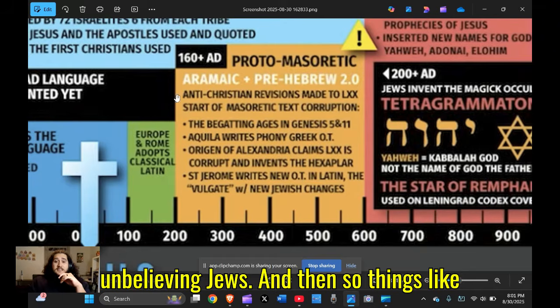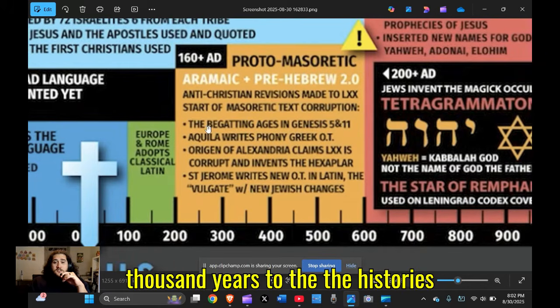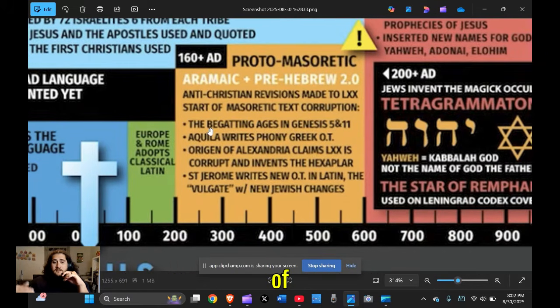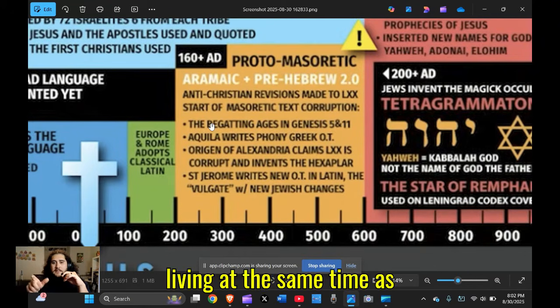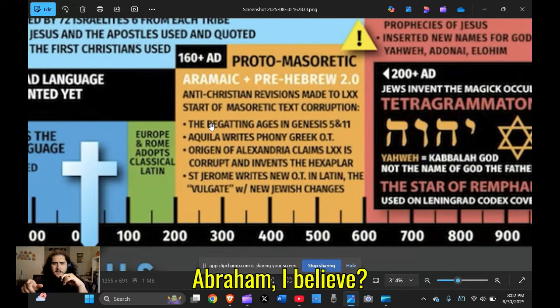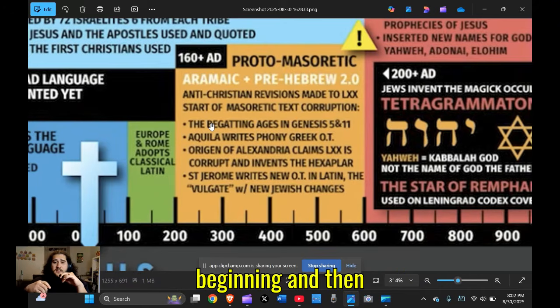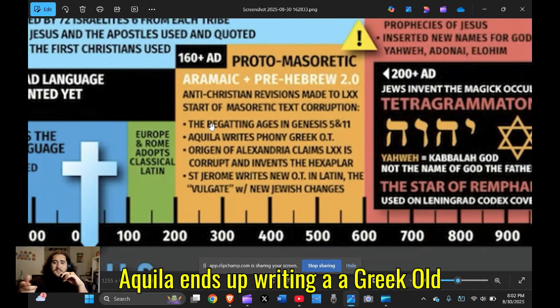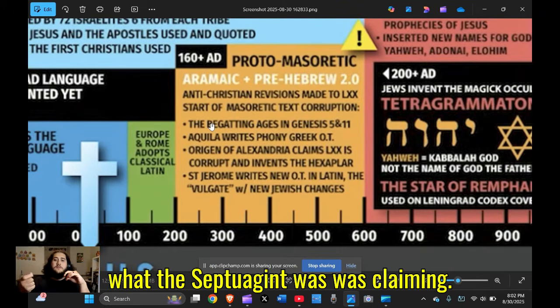Things like the ages in Genesis 5 and 11, I believe they add 1,000 years to the histories of Genesis, and interestingly, they do it in a way that makes Shem living at the same time as Abraham, I believe. So they change the ages in the beginning, and then Aquila ends up writing a Greek Old Testament that is not accurate to what the Septuagint was claiming.